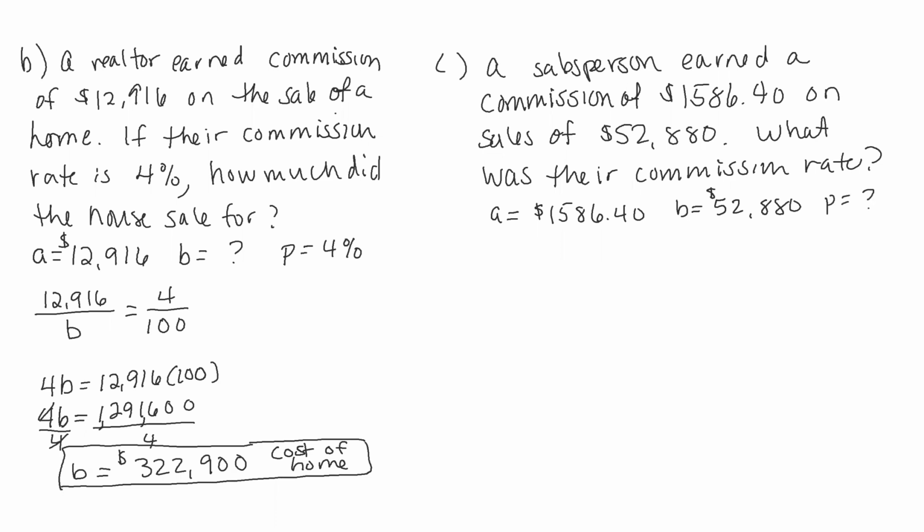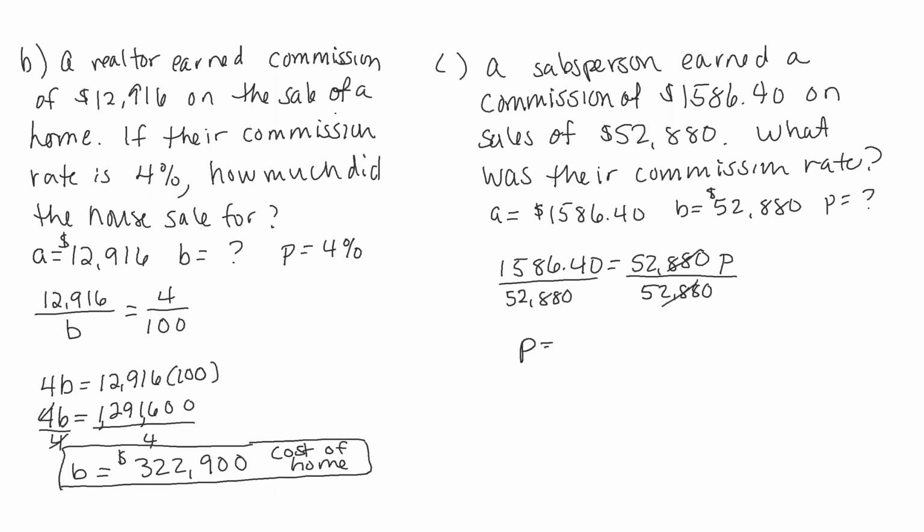So let's do the percent equation. I would get $1,586.40 equals 52,880 times P. Okay. Now remember, when you do the percent equation, P is going to be in the equation as a decimal. So when you solve for P, you're going to get the decimal form of the commission rate. You then have to convert it to its percent equivalent. So what I need to do here is undo the multiplication of 52,880 times P. So I divide both sides of the equation by 52,880.